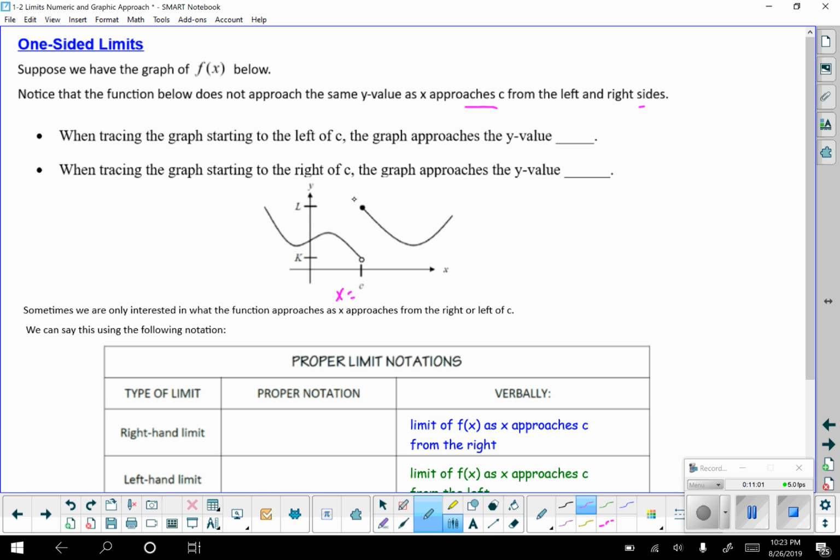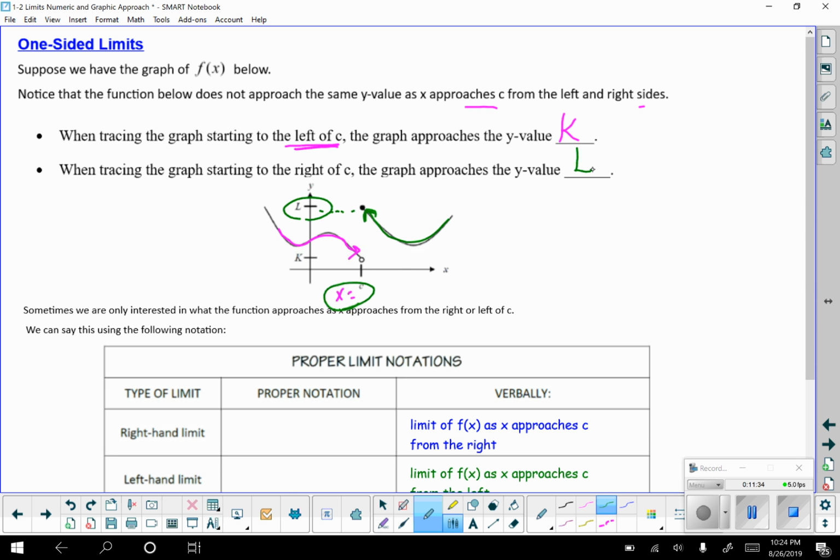And if I trace starting from the left of C, so as I trace over this coming in, I notice I pick up a height of k. They just didn't give us any number, so we're going to just use some variables to represent that. When I trace it from the right side, so as I'm coming into this c value of x being c, as I approach this, I notice that this height is coming in at L.